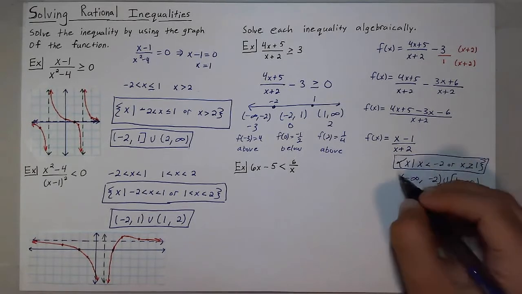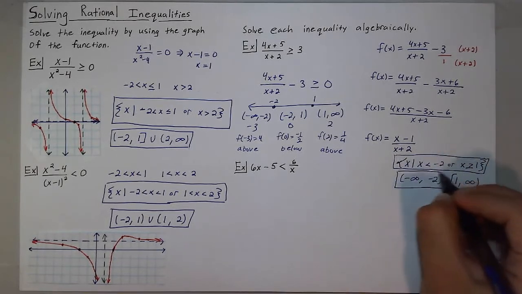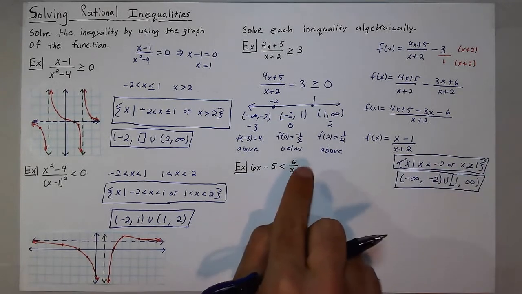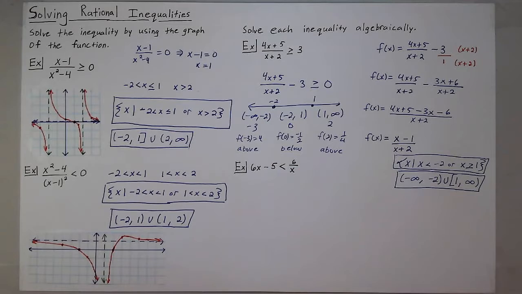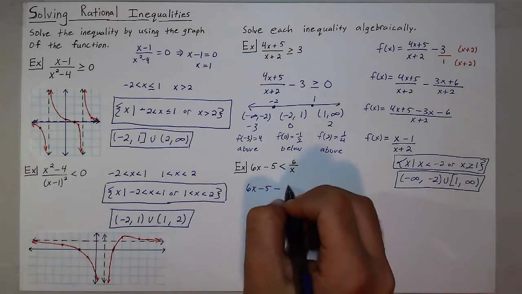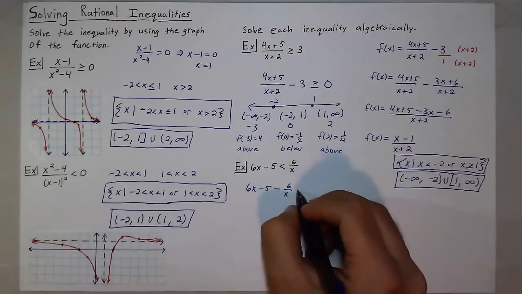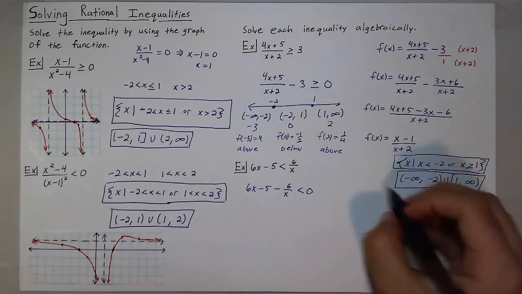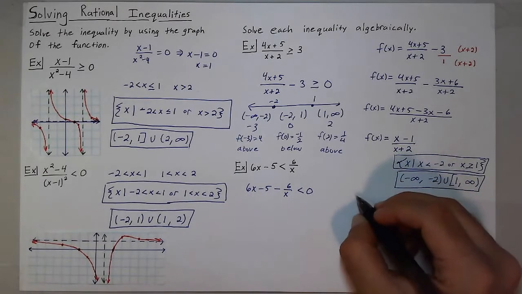Let's try one more example. Let's say we have 6x minus 5 is less than 6 over x. So you'll start by moving everything to one side, giving me 6x minus 5 minus 6 over x is less than 0. So I'm looking for where this is below the x-axis.